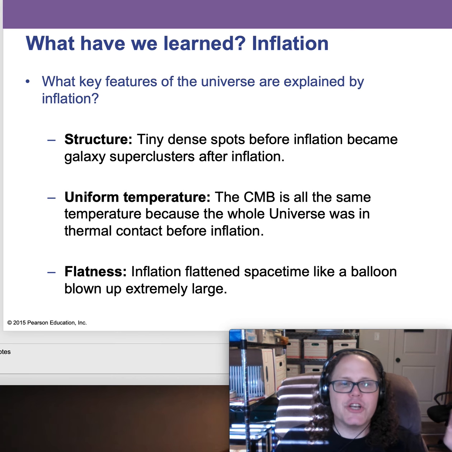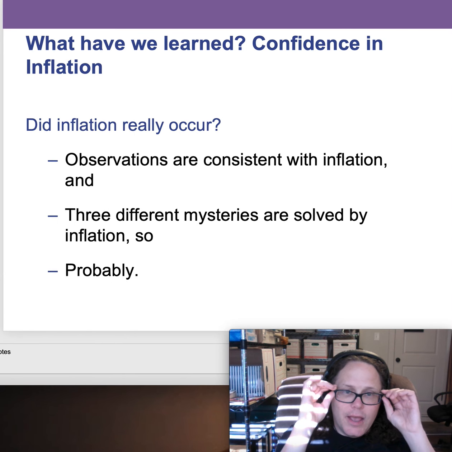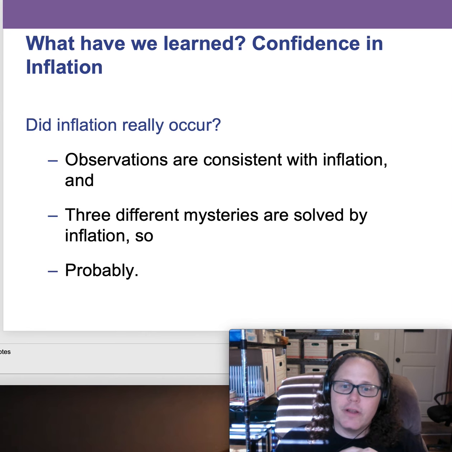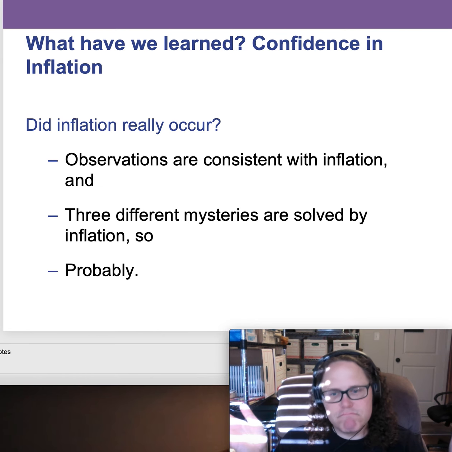So inflation explains the structure of the universe, the uniform temperature of the universe, the cosmic microwave background anyway, and the flatness of the observed universe, though we don't know if the global universe is flat. So observations are consistent with inflation, but it hasn't yet predicted anything major that's been confirmed. So Big Bang, yes. Inflation, probably.